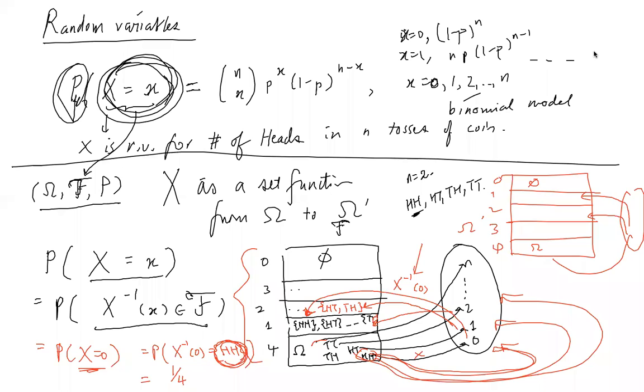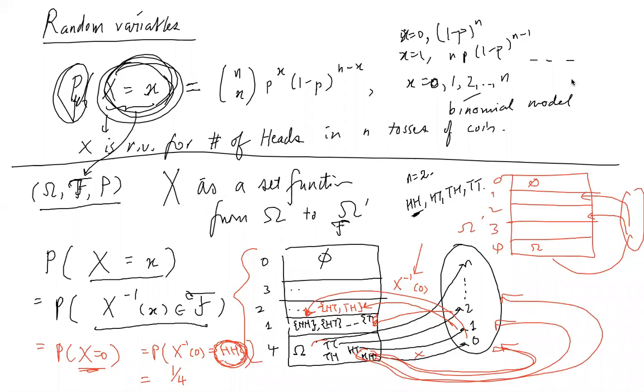I think we're running a bit out of time already, so we will just stop here. On Thursday I will continue with the summary on expectation of random variables.